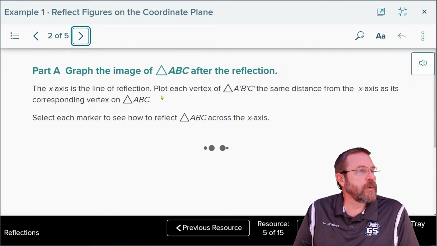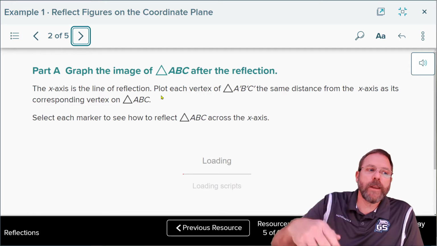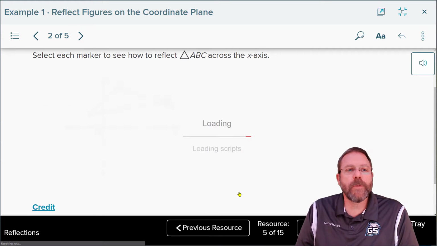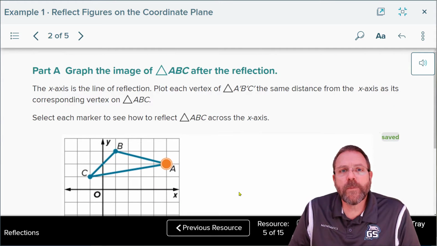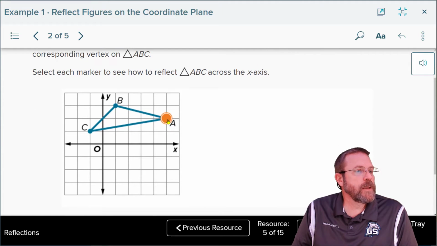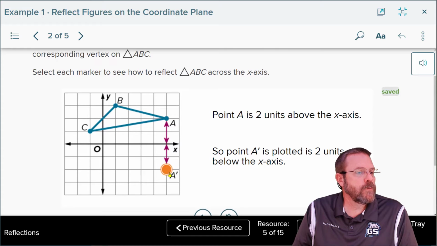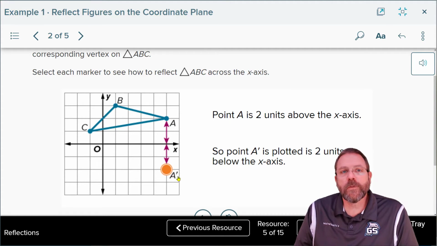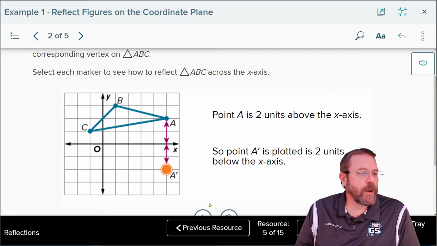So when we go into this, we have to take every single point, however high up it is above the x-axis, and flip it down the same number of places. Point A is 2 spaces above, so it's going to go 2 spaces below, and you put the little tick mark there saying that is now called A prime.